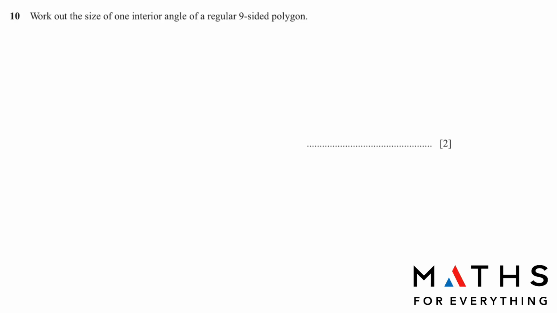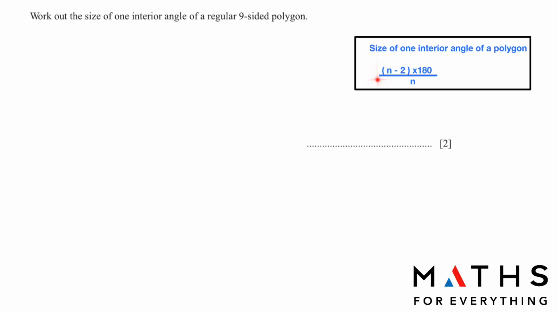Question number 10. Work out the size of one interior angle of a regular 9-sided polygon. There is a formula to follow. You can use n minus 2 multiplied by 180 divided by n, where n is the number of sides. Always take a notebook and write down all the formulas that you come across when you are solving past papers, and then you can refer to them and revise them. This is an easy 2 marks if you knew the formula.